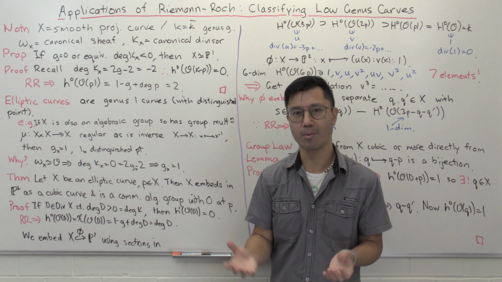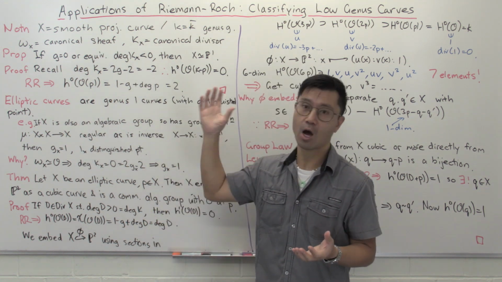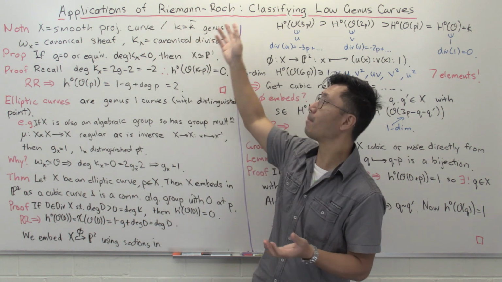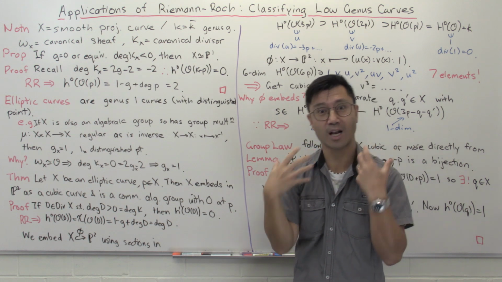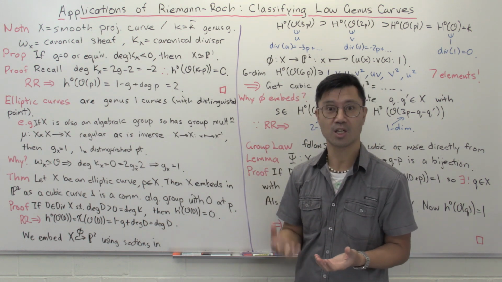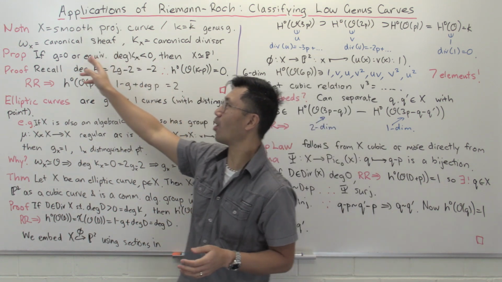The Riemann-Roch theorem is an extremely useful tool in algebraic geometry. And in this video, I want to give you an application of the Riemann-Roch theorem to studying low genus curves. In fact, we'll be able to classify all the curves of genus 0 and 1. Okay, so let's see how this works.